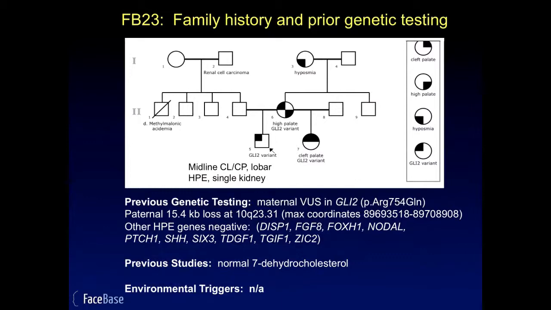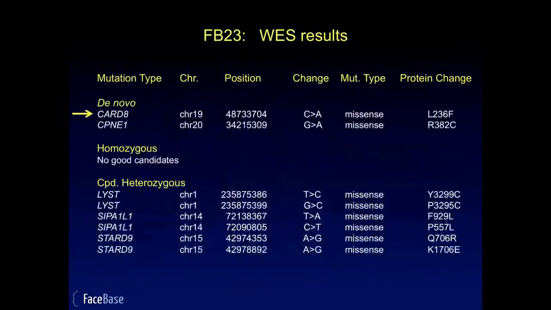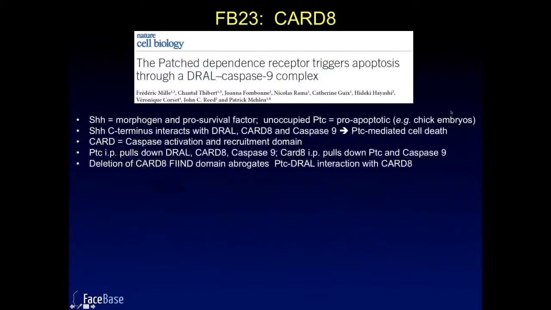So we sequenced the trio, sequenced the unaffected family member, and basically landed on these genes here, one of which is CARD8, and that's a de novo mutation. The de novos seem to have a very high chance of being significant. This is a fairly dramatic change to a phenylalanine from a leucine. And when we looked this gene up, we found out it's known to interact with the patched receptor as an accessory factor that facilitates the transmission of a caspase-9 patched-mediated cell death signal.